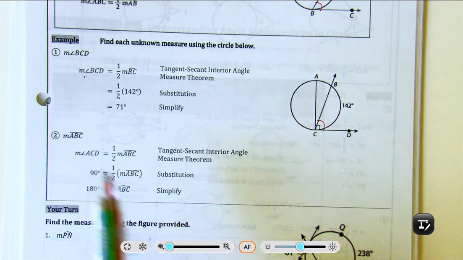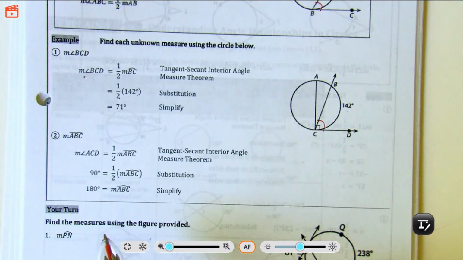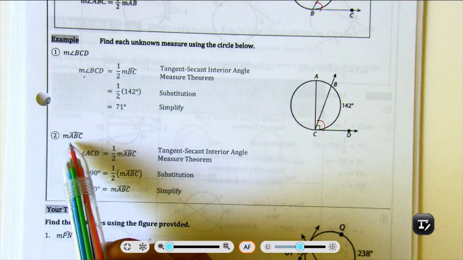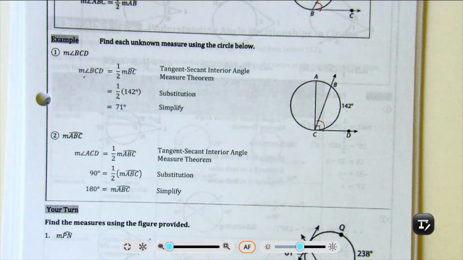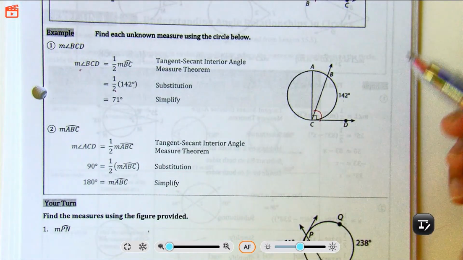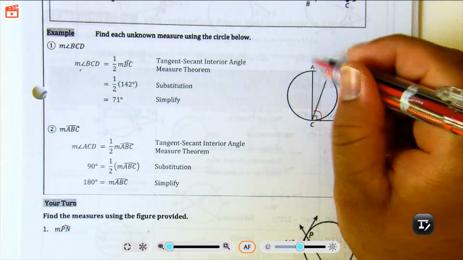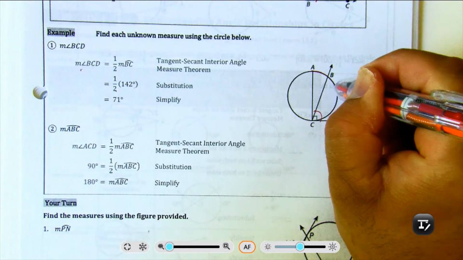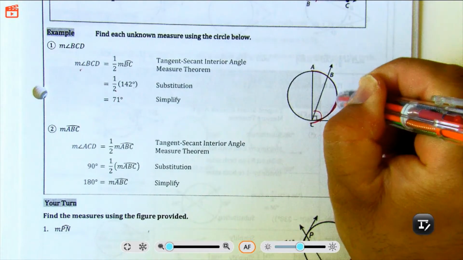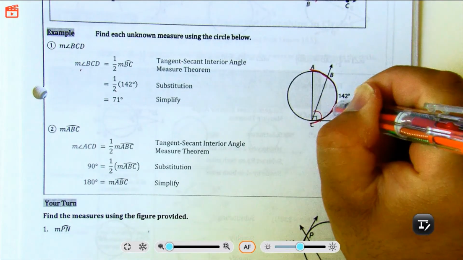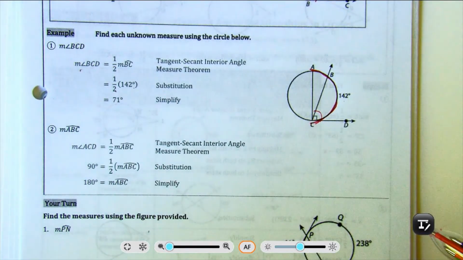Okay, next, let's find out what the measurement of arc ABC is. Now, this one, we kind of have to look at the entire arc ABC, this arc here. The measurement of arc ABC is unknown. What is known is the angle that is formed from that arc is 90 degrees.